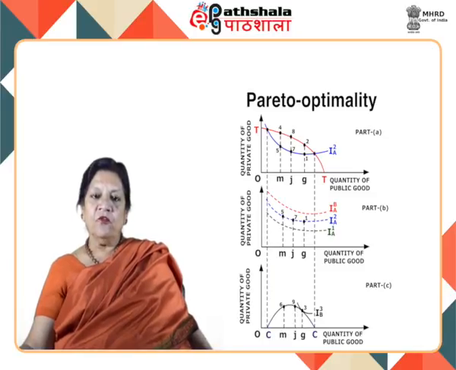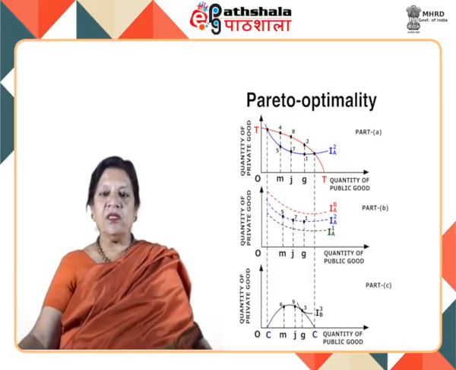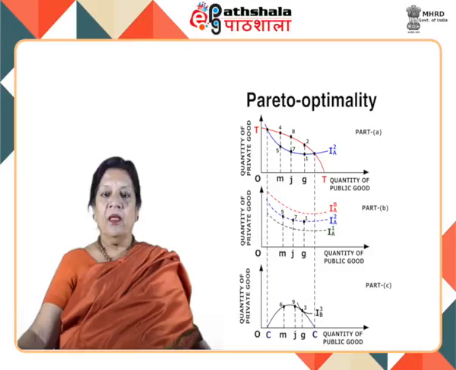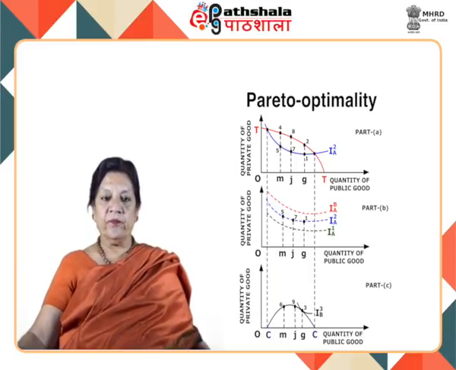Repeating the process for every possible output of the public good produces a curve CC in part C. This curve is a set of consumption possibilities available to individual B, assuming that A is kept on I2A. This curve has been derived by deducting I2A from TT. Now the problem is to find out that output level for private and public goods which maximizes the welfare of individual B. This is shown by the tangency point between I3B and the curve CC.